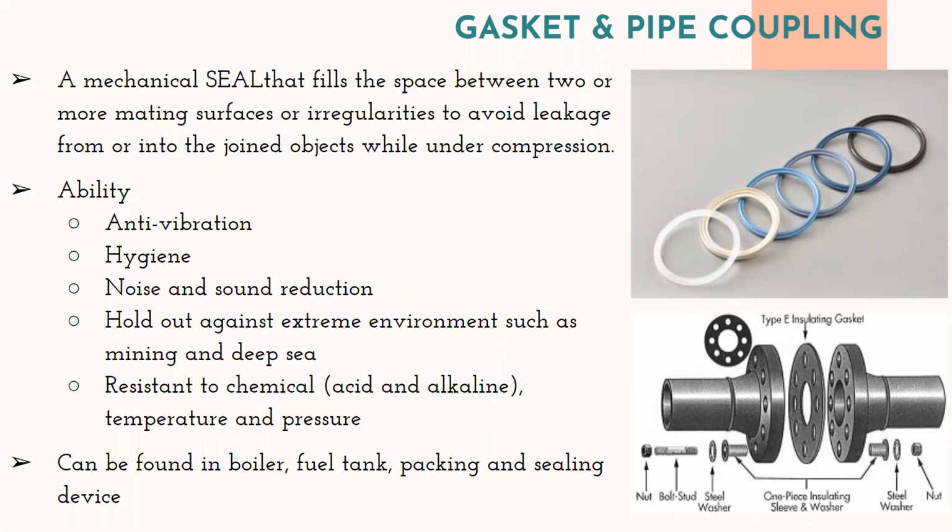Then it is gasket and pipe coupling. The gasket and pipe coupling are mechanical seals that seal the space between two or more mating surfaces or irregularities to avoid leakage from or into the joint objects while under compression.